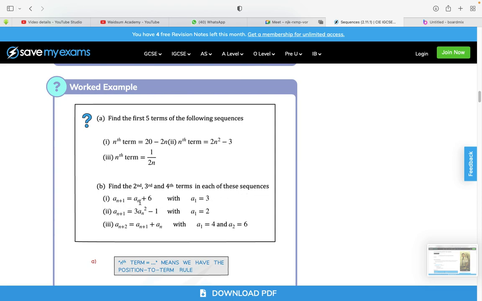So look at this sequence. They ask you to find the second one, the third one, and the fourth one. With a1, here they define a1. a1 is equal to 3. For this one, a1 is 2. So if a1 is 3, then 3 plus 6, you get the next one. Now let's first of all take a look at the first one before we take a look at the second one. Look at the first one. We say find the first 5 terms of the following sequence.